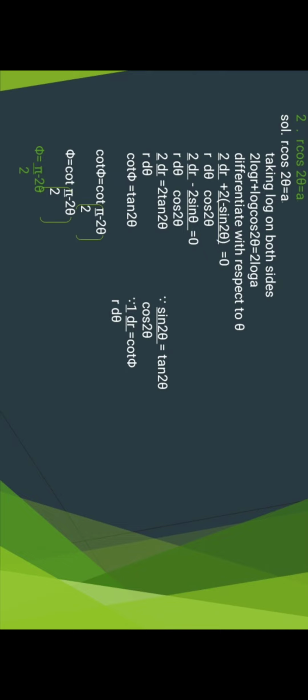Now we have to convert this tan 2 theta in terms of cot in order to find the value of phi. So cot phi = cot(pi/2 - 2 theta). Now on the left hand side and right hand side we have cot as the trigonometric function. Therefore the value of phi is equal to pi/2 - 2 theta. In this way we can solve the related problems. Thank you.